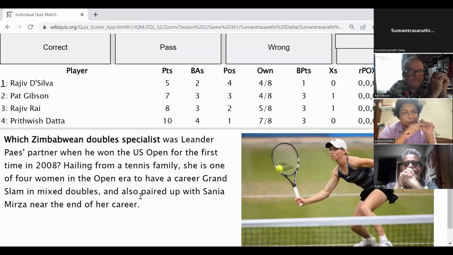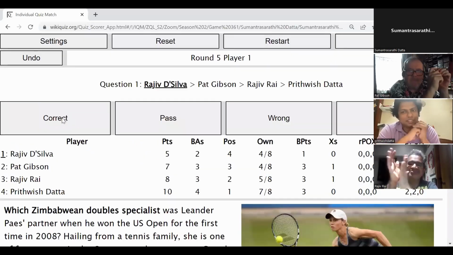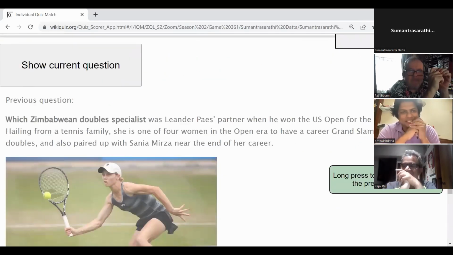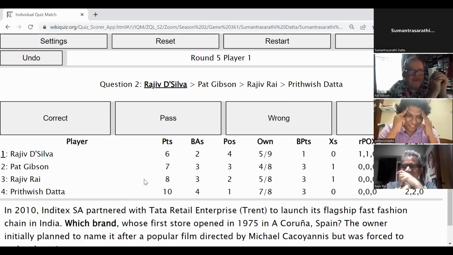The Zimbabwean doubles player was Leander Paes's partner when he won the US Open for the first time in 2008. Hailing from a tennis family, she is only one of 4 women in the Open era to have a career Grand Slam in mixed doubles, and also paired up with Sania Mirza near the end of her career. This is Cara Black. Of course it is, as it usually happens in quizzes. This is indeed Cara Black. And Rajiv Bisla, your second correct.